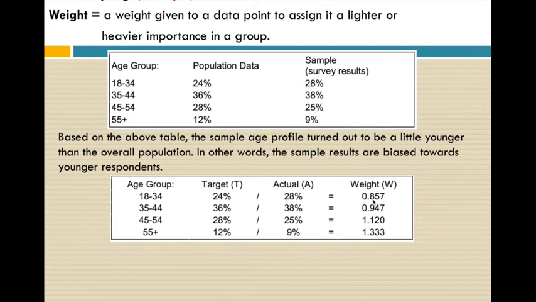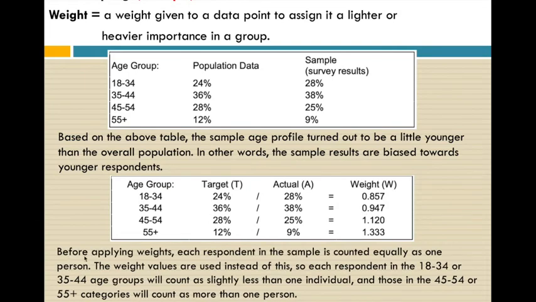That gives you 0.857. And then the target is from the population is 36 divided by the actual result, 38%. Okay, come from this one here. And the answer is 0.947, and so on and so forth.